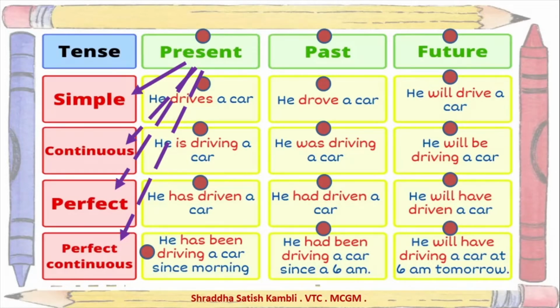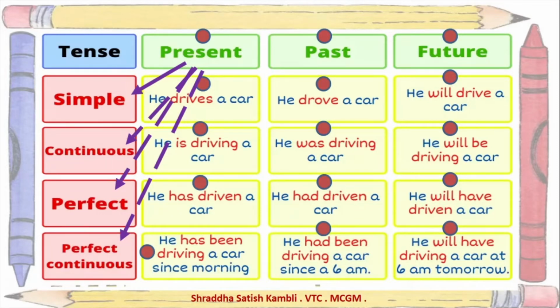Okay, so this in short is what the 12 tenses are. 12 how? We have present simple, present continuous, present perfect, present perfect continuous. So that is 4. In the same way you have 4 for the past and 4 for the future. So in total you have 12 types or kinds of tenses.